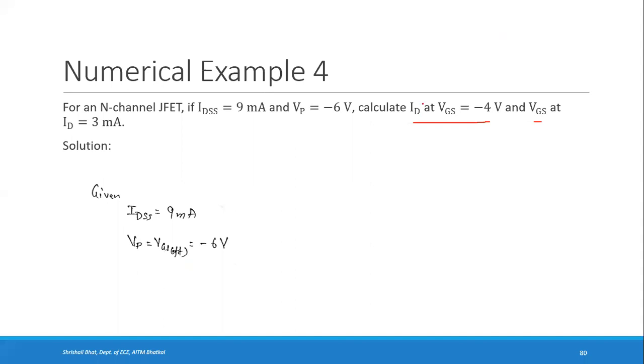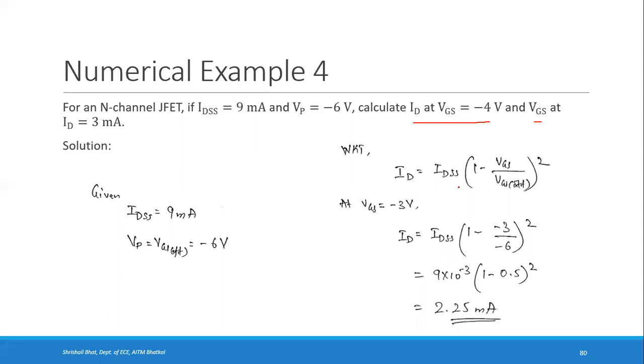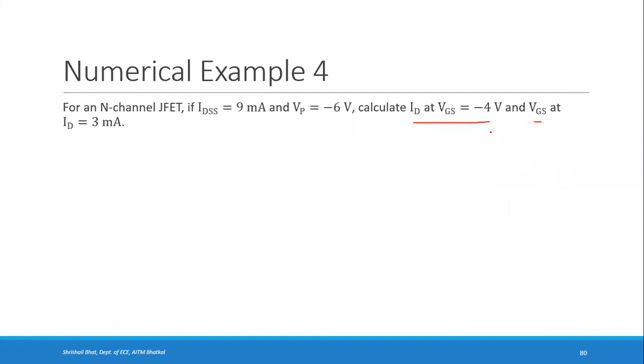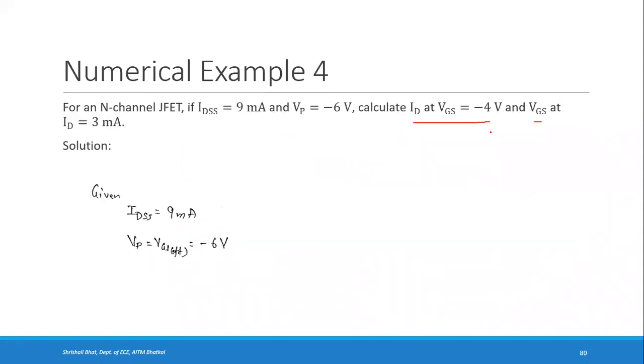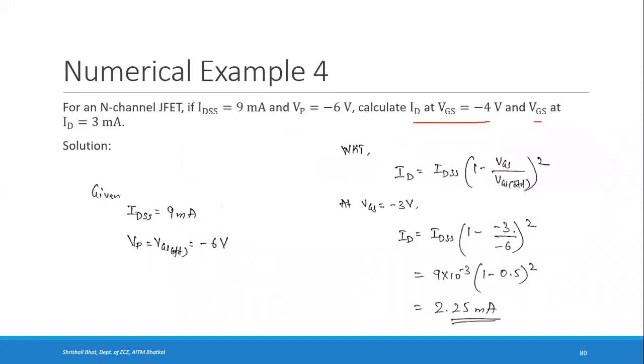To find ID when VGS is given, you can directly use the square law expression. ID is IDSS into 1 minus VGS by VGS(off), the whole square. Substitute the values. VGS is given as minus 4. There is a mistake here, I have to take it as minus 4, right? So 1 minus 4 by 6, the whole square.